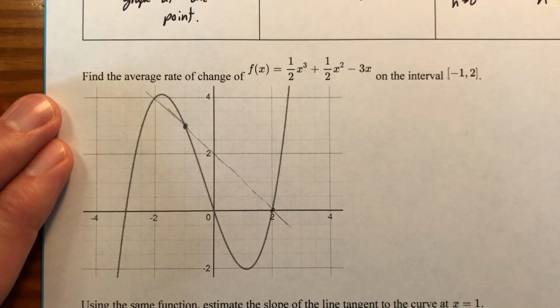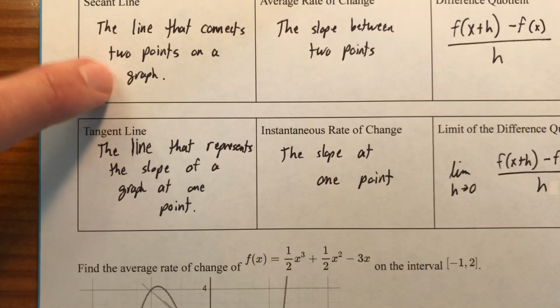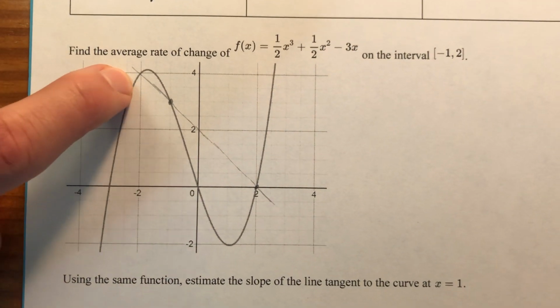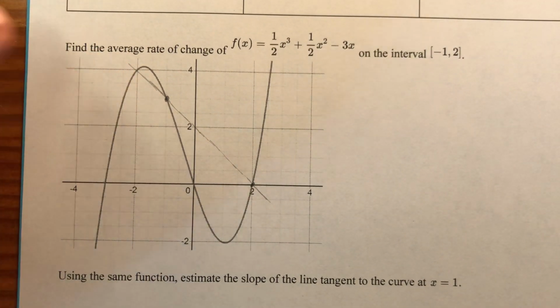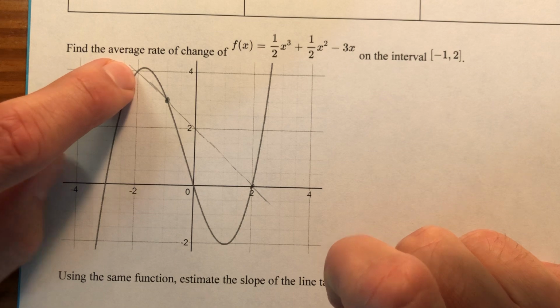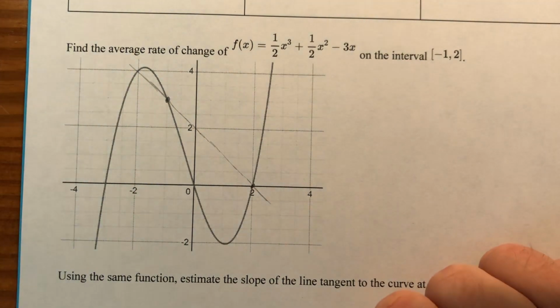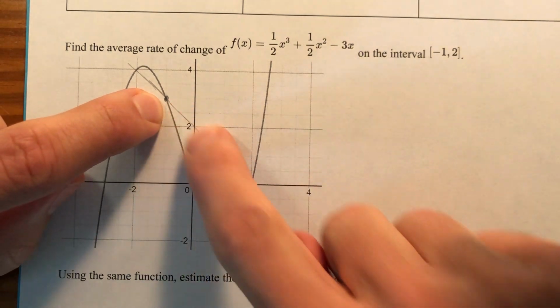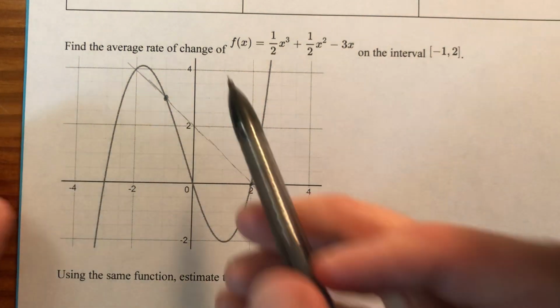I just drew a secant line. This is a line that connects 2 points on a graph. Now, you can say, well, what about that third point? Well, yeah, it does happen to cross a third time. But the line that is defined by these 2 points, that's just a coincidence that it happened to hit again, okay? It just happens sometimes. But I was focusing on these 2 points, created that line, and I want to know the average rate of change.